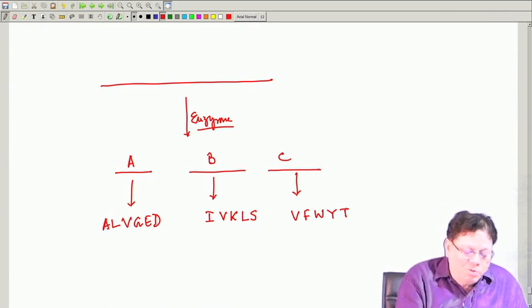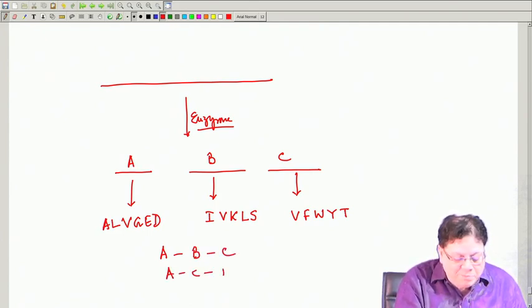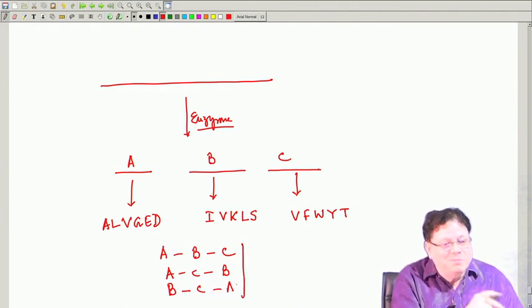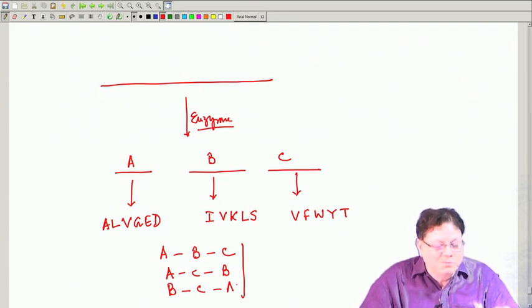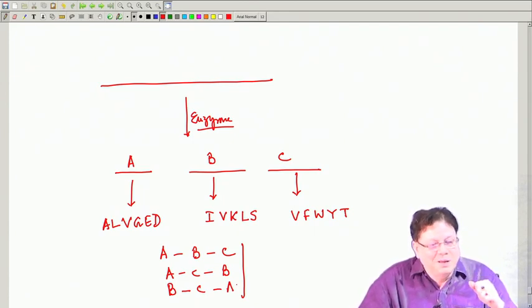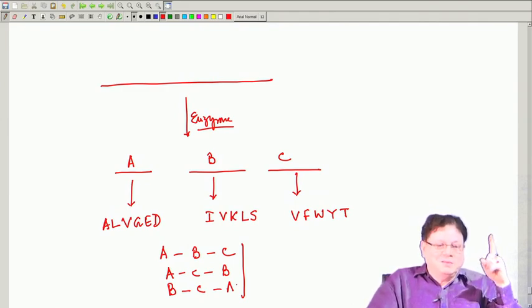But the problem is, you do not know whether A is connected to B and B is connected to C, or A is connected to C followed by B, or B is first, then C, then A. So, you see a lot of combinations are possible now. So, you do not know which one comes first. So, now you see the success of Sanger's method.